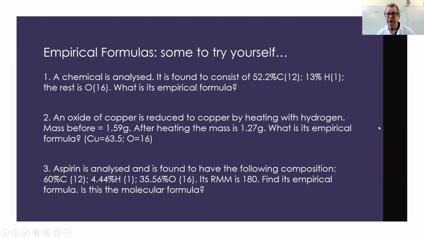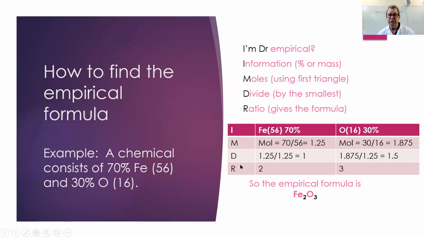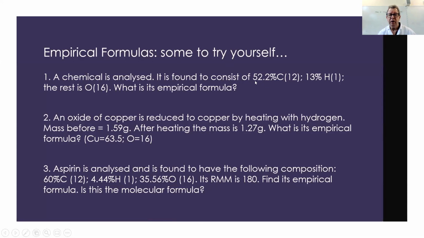So let's have a go at some. I'm going to ask you to pause this in just a minute. It should take you a little while. Just remember to set it up like this. IMDR, here's each of the chemicals. It doesn't matter whether there are more than 2, or maybe 5, it doesn't matter. Here, the first one, 52.2% carbon, there's its RAM, 13% hydrogen, 1, and the rest is oxygen. So you're going to have to add those together and take them away from 100, find its empirical formula.